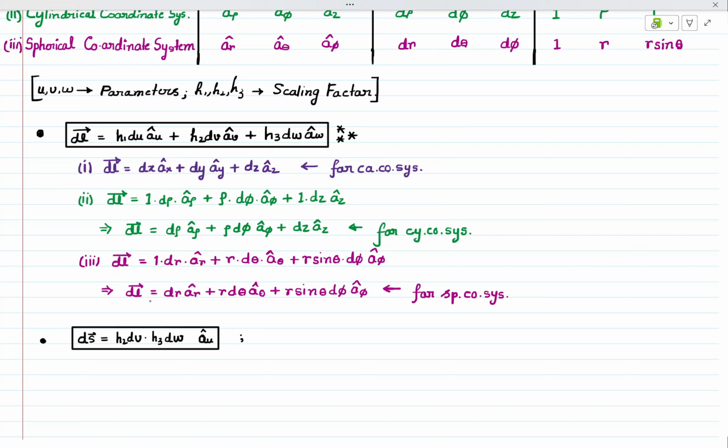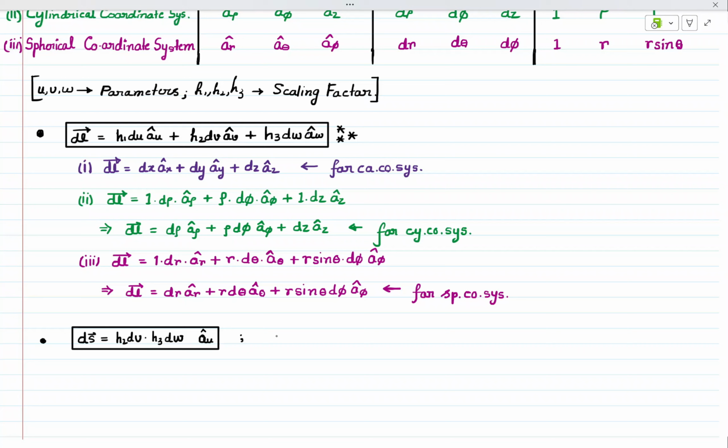As you have seen over here, H1, H2 and H3 are the three scaling factors, so they will always be multiplied with du, dv, dw. The scaling factor will always remain in any formula, be it differential length, differential area, or differential volume. So in each of these formulas, the scaling factor will be present, right?